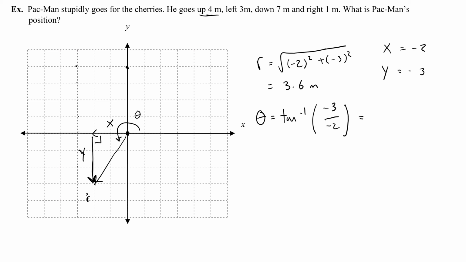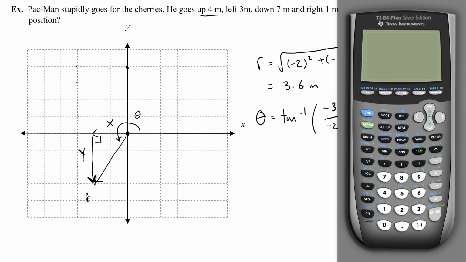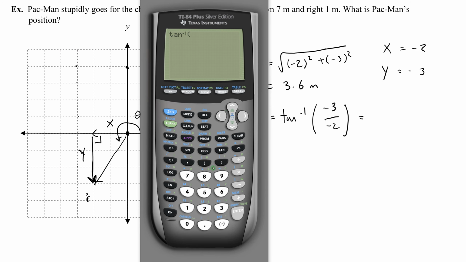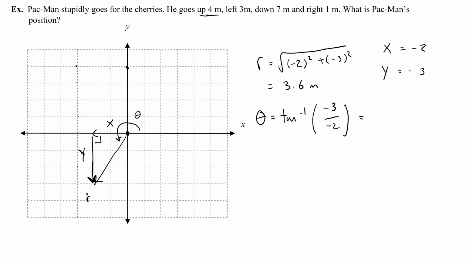And when I put that in my calculator, I'm going to get second tan, negative 3 divided by negative 2. And that gives me a positive 56.3 degrees. So I'm going to write that down. Positive 56.3 degrees. But let's think. Is that the correct unit circle angle? Well, like we were just talking about, tangent inverse gives you correct angles in quadrants 1 and quadrants 4.